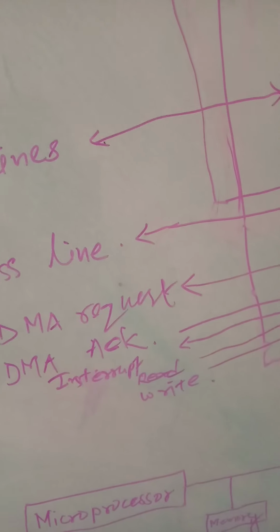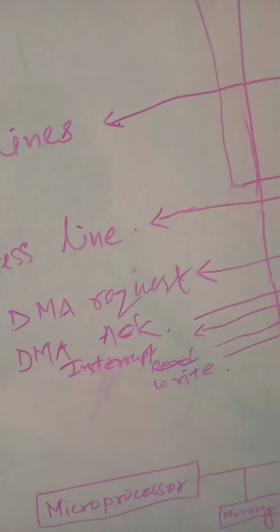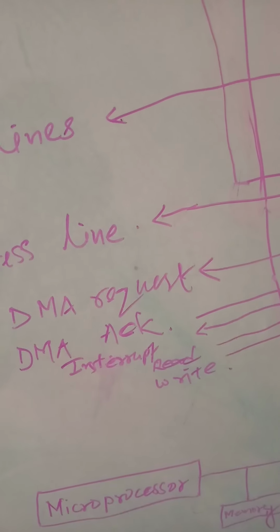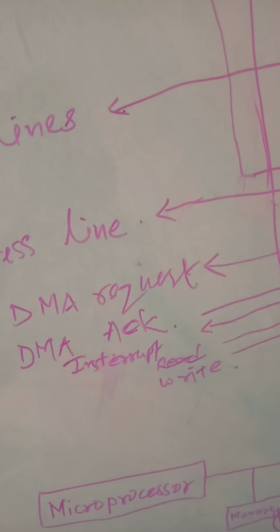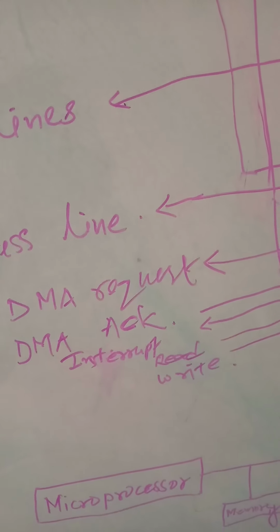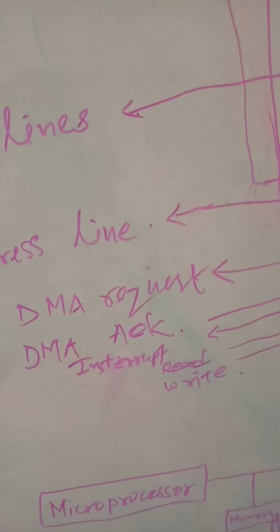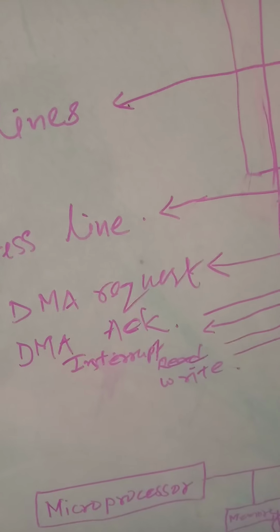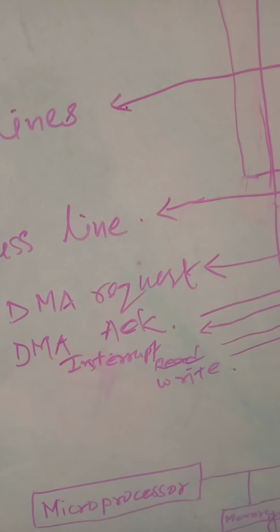The device then sends a DMA request signal to the DMA controller, for which the controller acknowledges if it is free. Then the controller requests the processor for the bus, raising the bus request signal. After receiving the bus grant signal, it transfers the data from the device. For a multi-channel DMA controller, a number of external devices can be connected.